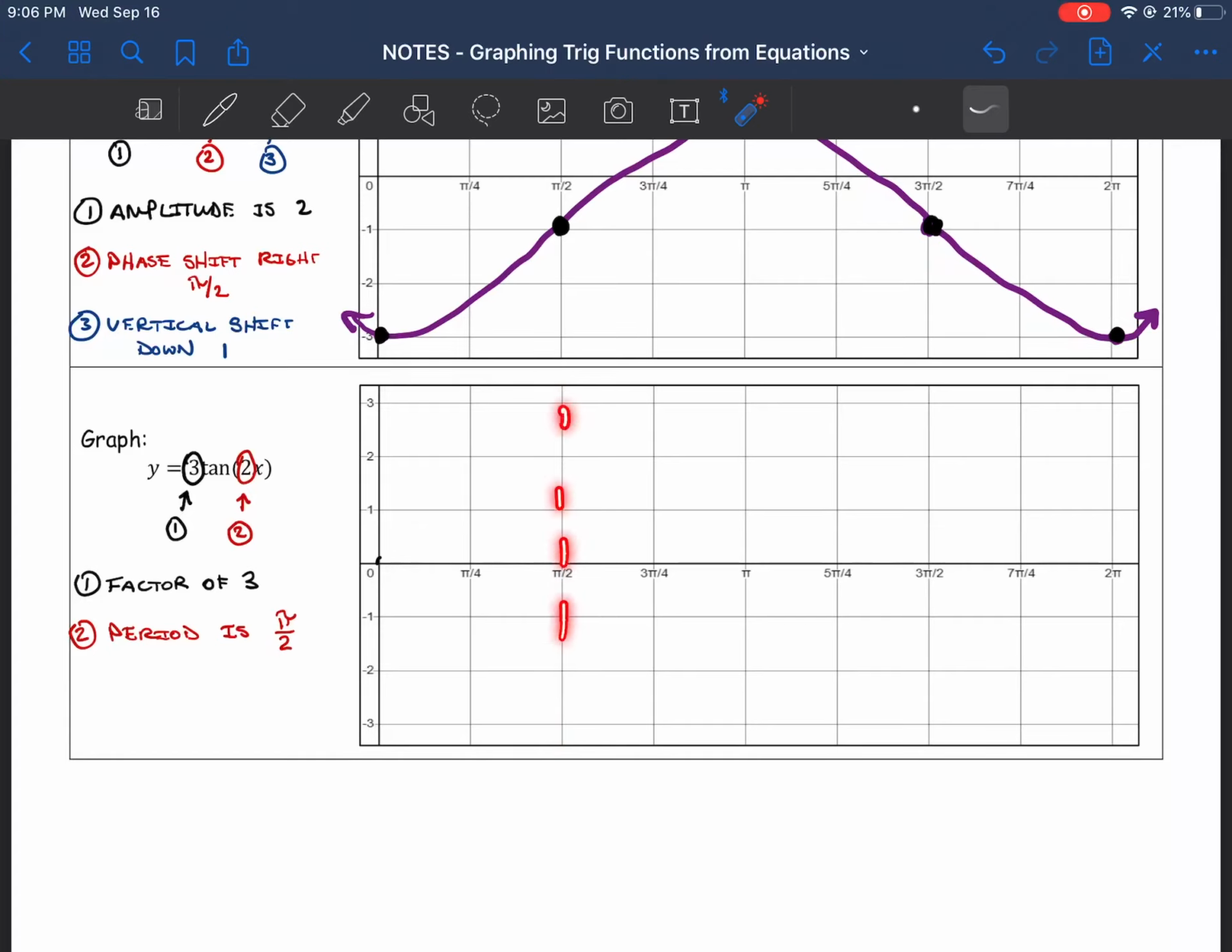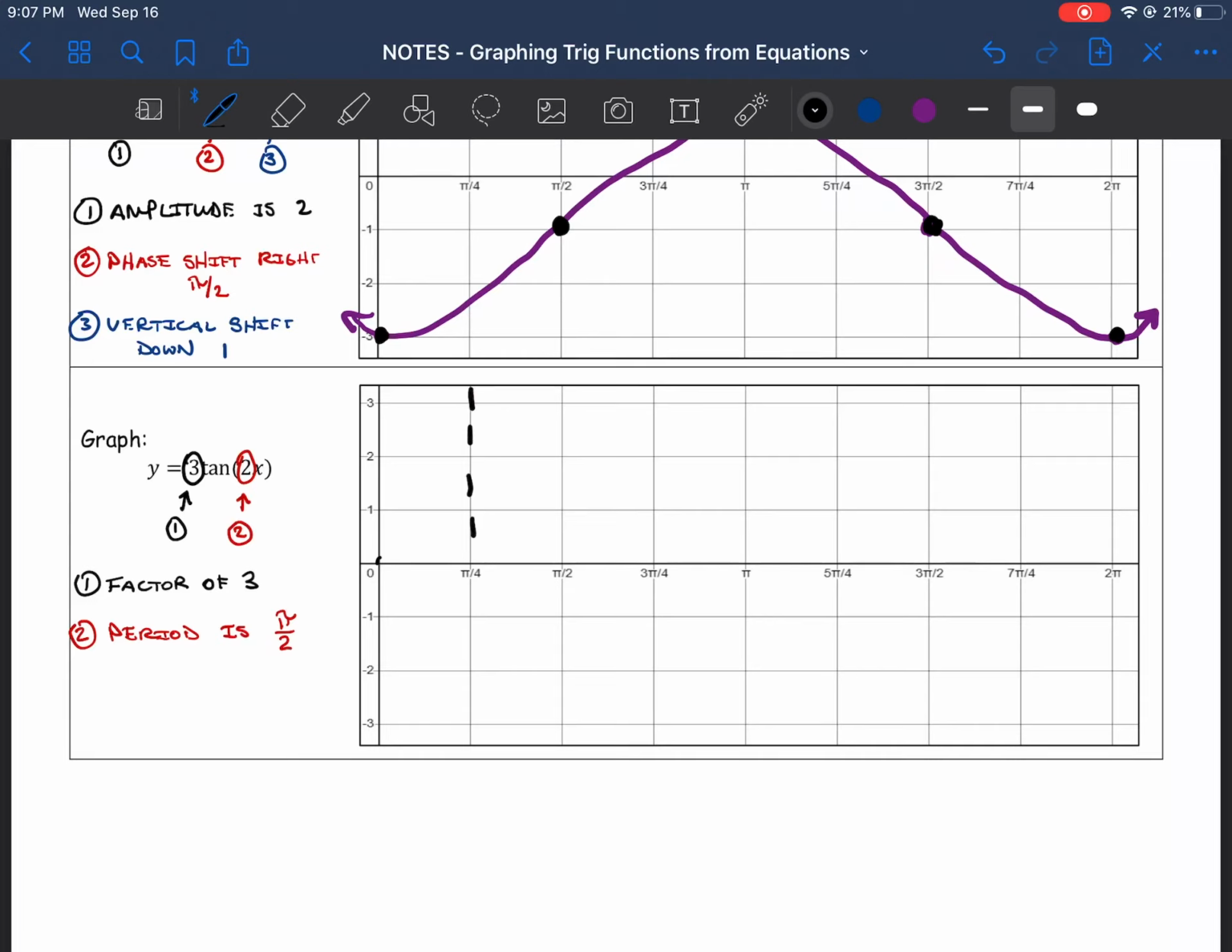Okay, so let me get those there. Now, because our period is now pi over 2 instead of pi, we have basically a twice as small period. So instead of having an asymptote at pi over 2, 3 pi over 2, 5 pi over 2, now we're going to have an asymptote at pi over 4, 3 pi over 4, 5 pi over 4, 7 pi over 4, and so on. So let's go ahead and put in some asymptotes there.